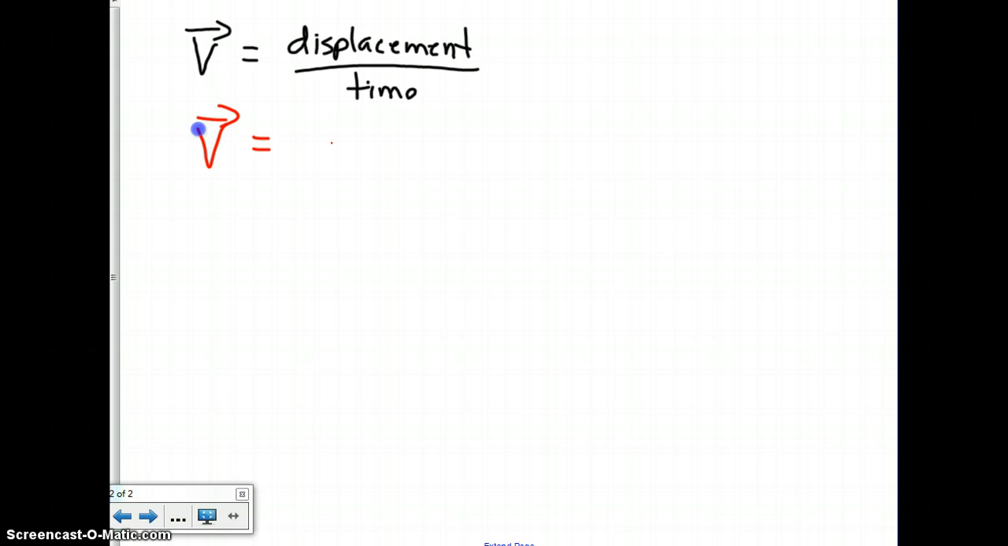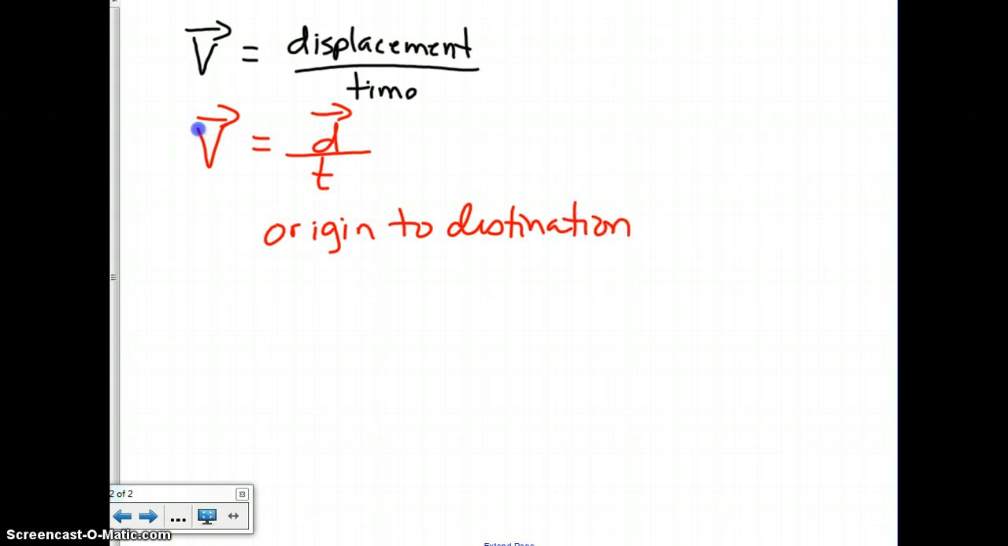The short way to write it is this. Anything with an arrow over it is a vector quantity. To understand displacement, it's simply the shortest distance from origin to destination. And we need to include distance units as well as a cardinal direction.